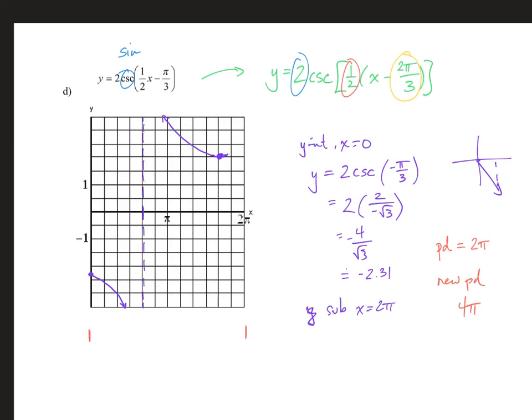And therefore, when I found out that I was starting at negative 2.31, I actually found out that I was finishing at positive 2.31. By doing this, I get a half of a period on my grid, which matches. Of course, you could always go through and sub in x equals 2 pi and solve to be able to come up with that end value.